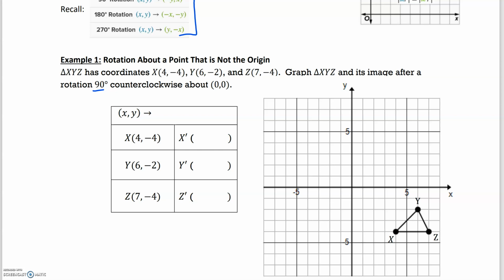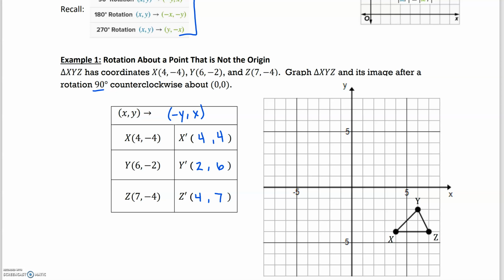So our rule is going to be negative y, x. So that means our x and y are going to switch, and then our y is going to change sign. So when I bring my y to the front, it's going to become a positive 4, and then I move my x just like it is. Don't change any signs on it. My 6 is going to move here because it's x, and then my negative 2 is going to change signs and be in the beginning. Negative 4 moving to the beginning, changing signs, and 7 as my y coordinate now.